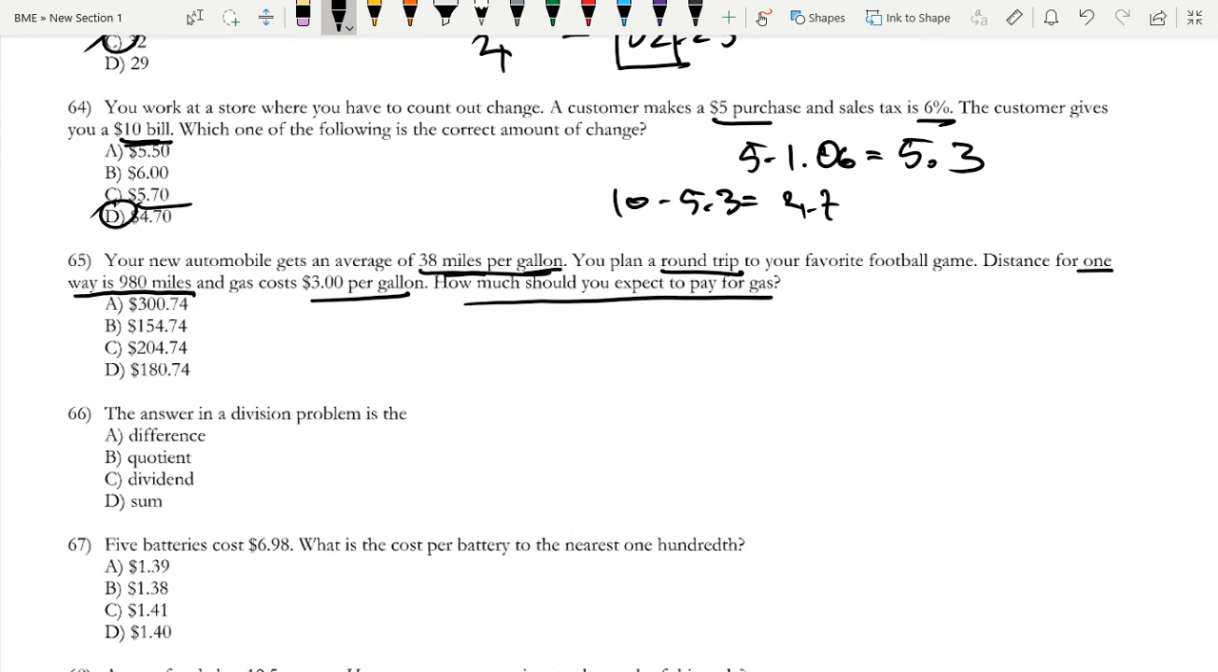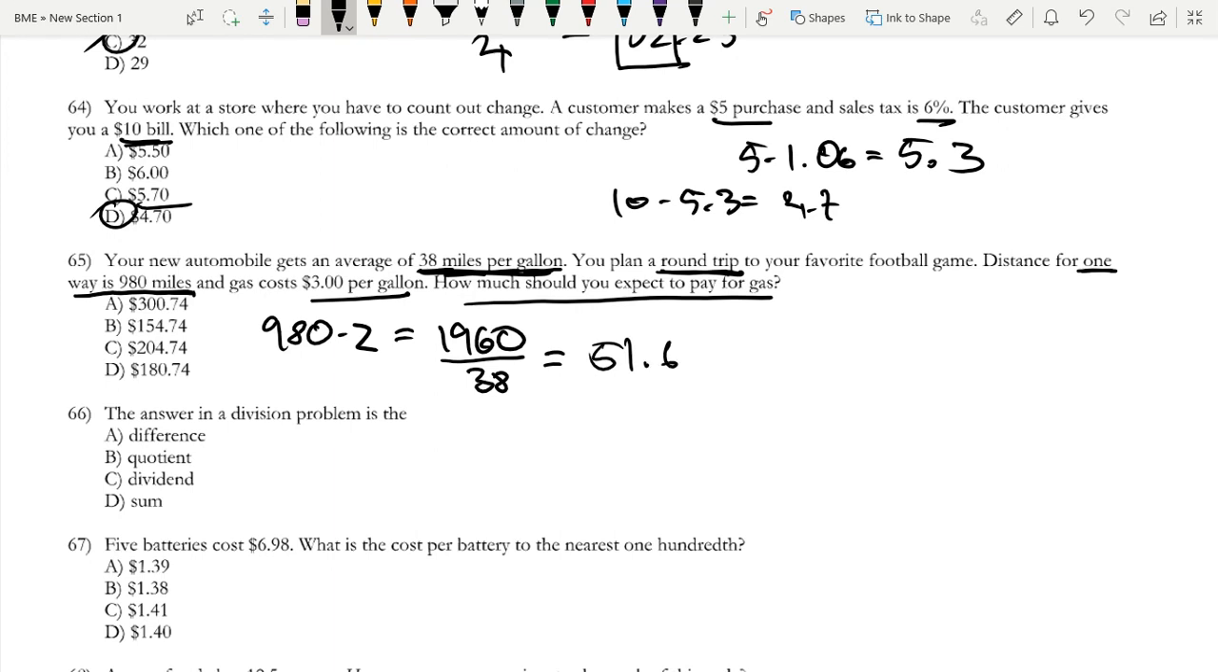First, we have to find out our total distance. So you're doing a round trip, and if distance for one way is 980 miles, a round trip is 980 times 2, which is 1960. Now, you can go 38 miles on 1 gallon of fuel, so that's divided by 38 to see how many gallons you'll need. We can just round this to 51.6.